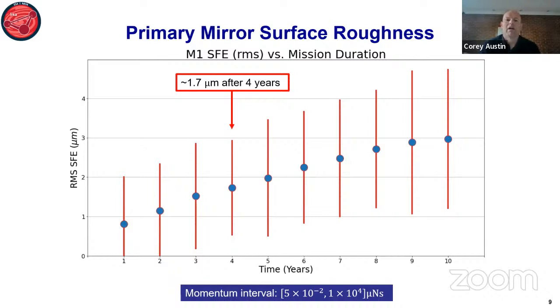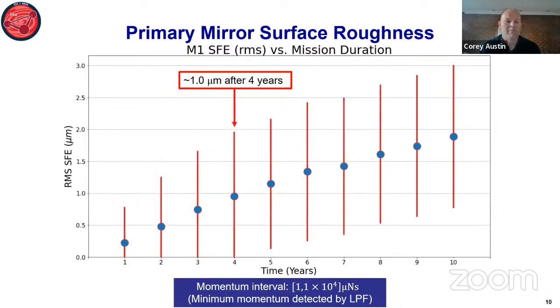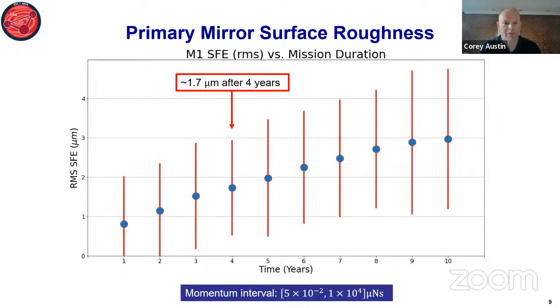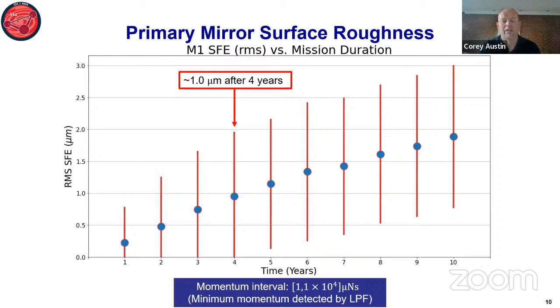The next step I took then was to increase that lower limit to the number that was basically the minimum momentum that was detected by LISA Pathfinder. And when you do that, you decrease the number of impact events, and thus you also decrease the amount of damage seen to the mirror. And you can see that we went from 1.7 microns down to 1 micron. So I wanted to go the other direction and see what happens if I lower that lower limit.